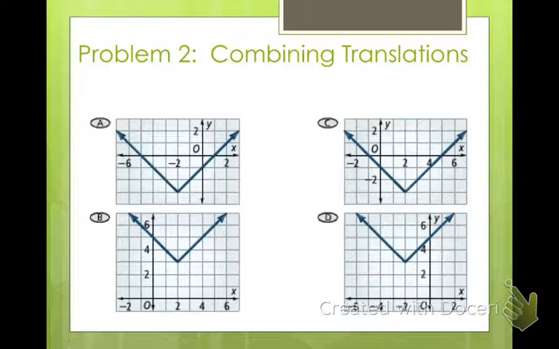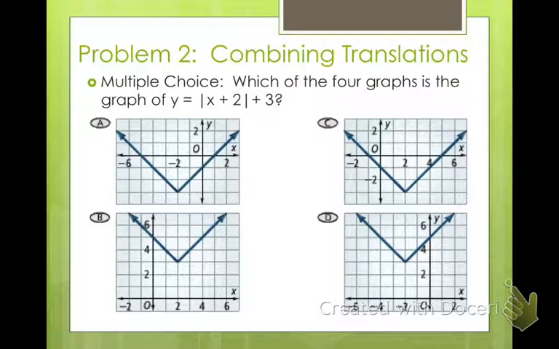So we're going to be combining some translations. Which of the four graphs is the graph of y equals absolute value of x plus 2, plus 3? So let's break down each part. We'll do the plus 3 first. What is this plus 3 on the end going to do? When it's outside the absolute value, it's going to move the function either up or down. Since it's a positive, it's going to move it up 3 units. So from the origin, 0, 0, we're going to go up 3 units.